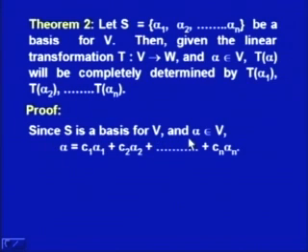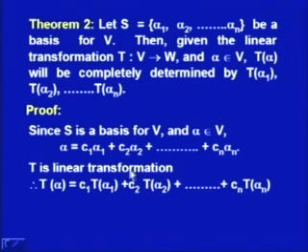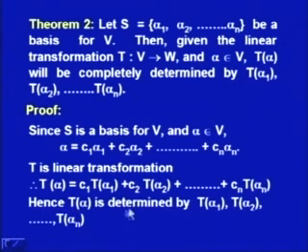Since S is a basis for V and alpha belongs to V, alpha can be written as a linear combination of these vectors: alpha is equal to C1 alpha 1 plus C2 alpha 2 plus Cn alpha n. Then, since T is a linear transformation, T of alpha is equal to C1 T alpha 1 plus C2 T alpha 2 plus Cn T alpha n. This is the result which I have just established in my last theorem. Then T alpha is determined by T alpha 1, T alpha 2, T alpha n. How? This vector alpha is determined by the scalars C1, C2, Cn, and alpha 1 maps to T alpha 1, alpha 2 maps to T alpha 2, alpha n maps to T alpha n. Since C1, C2, Cn are uniquely determined, T alpha will also be uniquely determined, and hence we can say that T alpha is determined by T alpha 1, T alpha 2 and T alpha n.